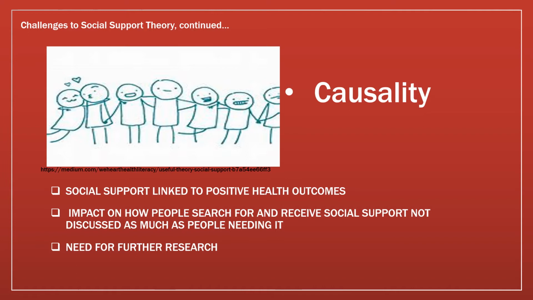Unfortunately, there are only a few descriptive and correlational studies that link social support to positive health outcomes. But how people search for and receive social support has really not been discussed much, compared to the effects of social support on people needing it. So clearly, causality in social support needs further research. One thought suggested by Cohen et al., 2001, for future research is whether people with chronic medical conditions decrease their social support for a number of different reasons, resulting in an imbalance in reciprocity.